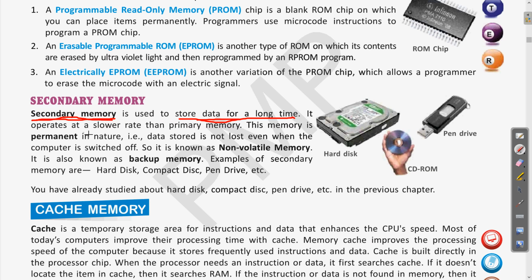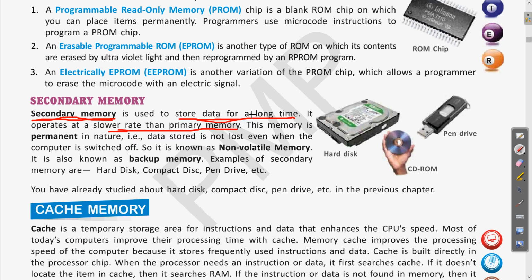It operates at a slower rate than the primary memory. So this is also a disadvantage, that in primary memory the data transfer rate was very quick. Clear? In RAM and ROM, the data transfer was very quick. The things you are accessing from RAM and ROM were fetched from the device to the user or to the processor very quickly. But the secondary memory transfers the data slower than the primary memory.